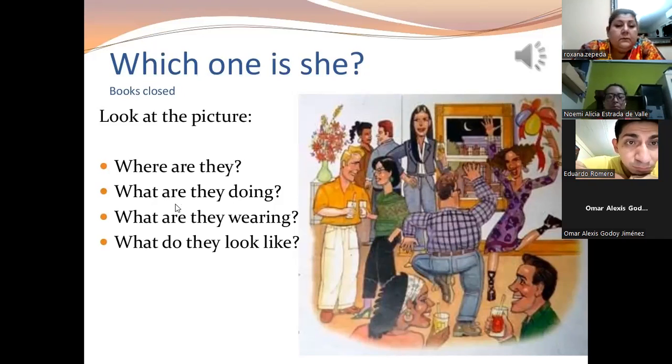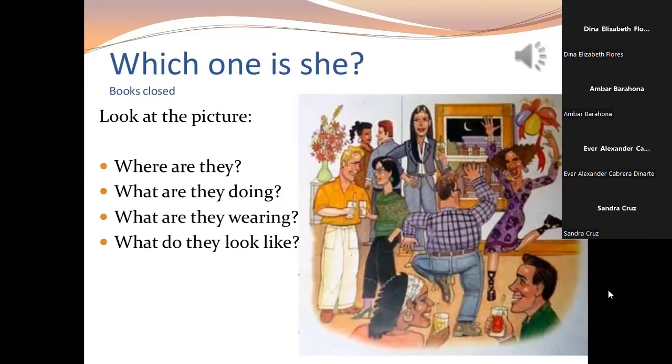Now let's see. Eduardo. Let me ask you this question. What are they doing? They are dancing. Yeah, some of them are dancing, right? Others are just talking. Perfect. Now, drinking. Yeah, drinking. Perfect.